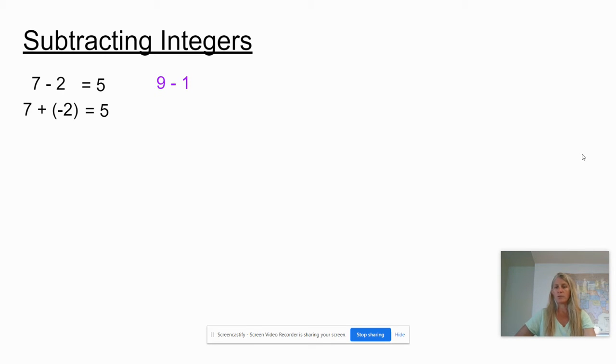So let's look at our typical 9 minus 1. Right? So 9 minus 1, we know what that is. We know that's 8. But we can rewrite this and get the same answer as 9 plus negative 1, also 8. So this is our technique that we're going to use. We're not going to subtract. We are never going to subtract integers. We are always going to change it to an addition problem and solve using those steps that we learned last class.